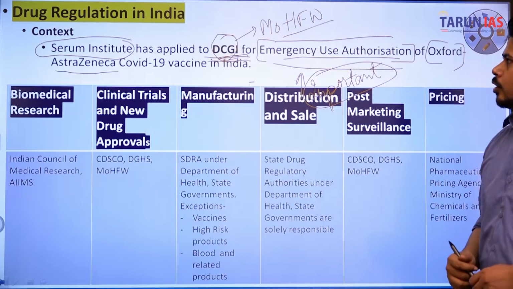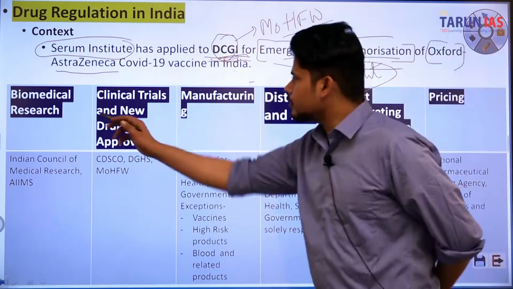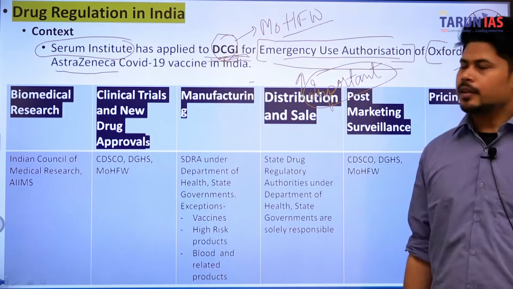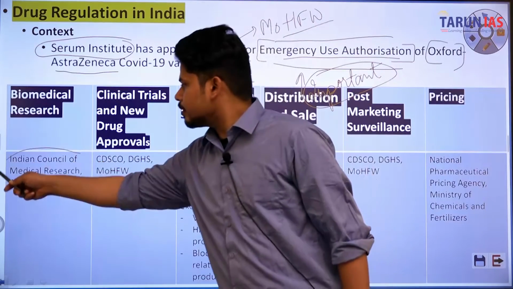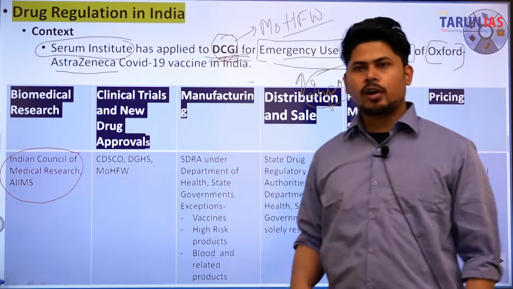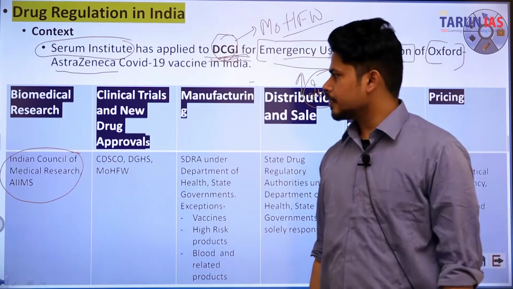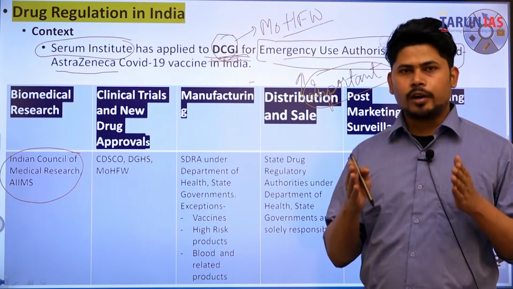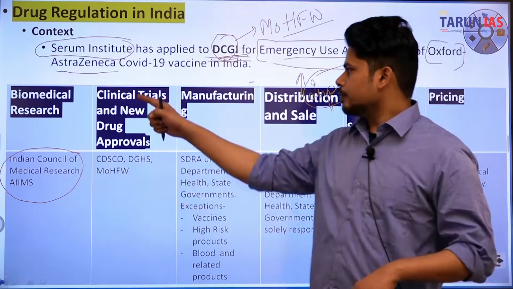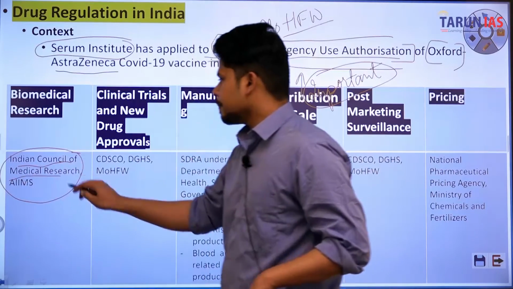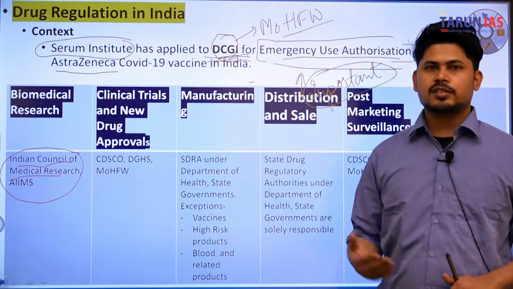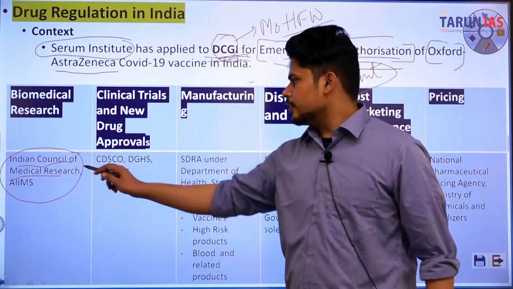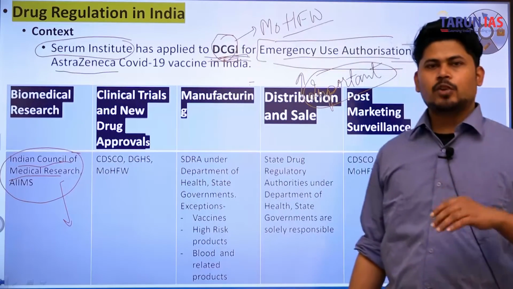To understand drug regulation, the most important stages are first biomedical research, then clinical trials, manufacture, distribution and sale, post-marketing surveillance and pricing. To understand this, the Indian Council of Medical Research governs all kinds of biomedical research in India. If any biomedical research, like research on a COVID vaccine, is done, the quality of that research will be governed by the Indian Council of Medical Research. If this council certifies that the research has established evidence against COVID, only then can it proceed to the step of being formulated as a drug.